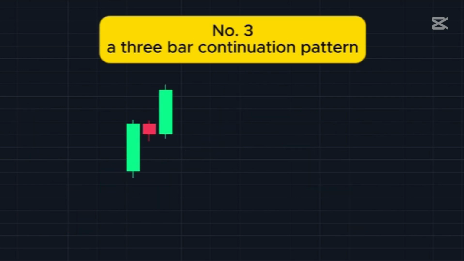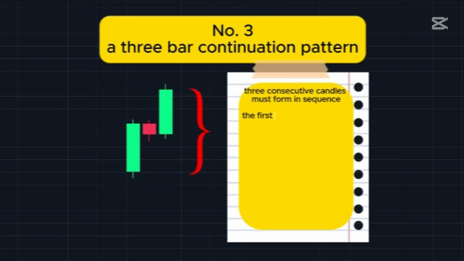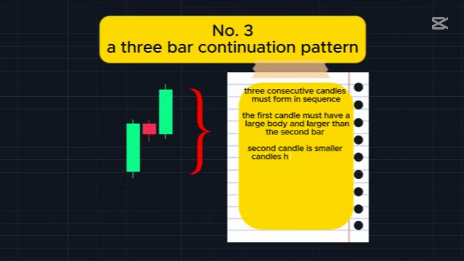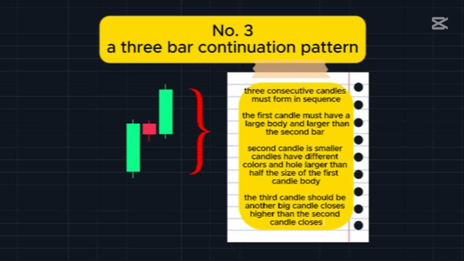Switch to pattern number 3. It is a 3-bar continuation pattern. This pattern includes 3 consecutive candles that must form in sequence. The first candle must have a large body and be larger than the second bar. The second candle is smaller, has a different color, and is larger than half the size of the first candle body. The third candle should be another big candle that closes higher than the second candle closes.